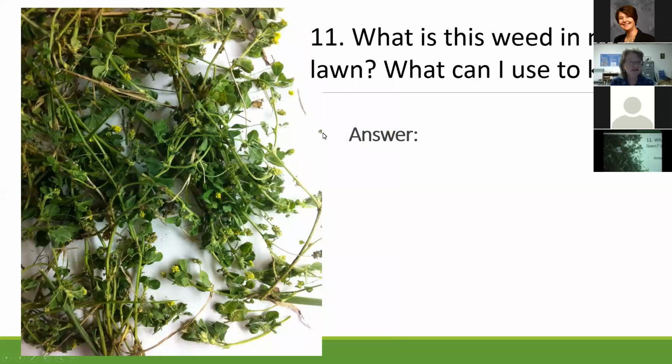What is this weed in my lawn and what can I use to kill it? And this is not the greatest sample. When we do training, a lot of times on weed ID, we find the best picture we can find. But when you're doing plant diagnostics, you often get samples that are not ideal. They've been in the car a little too long. But this is not too bad. This is actually in good shape. You can take your fingers and pull it apart and look at it closely.